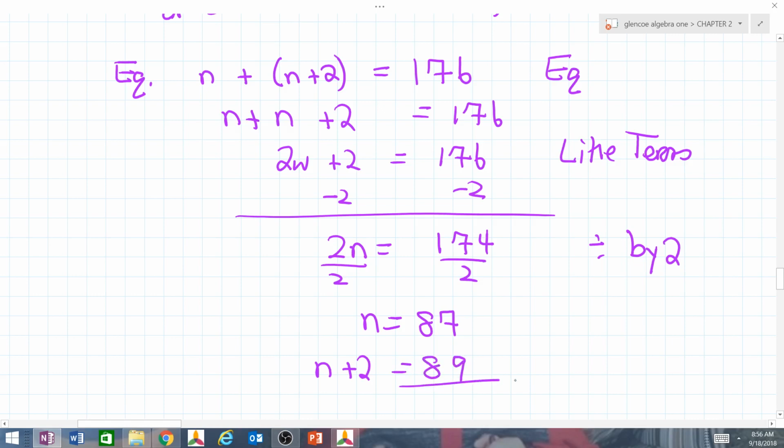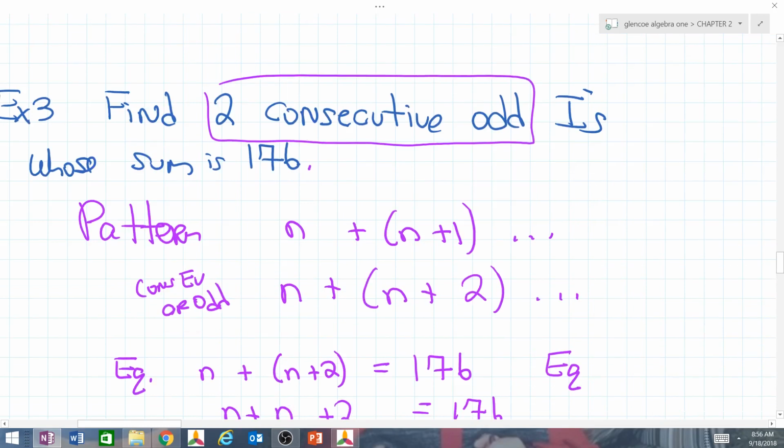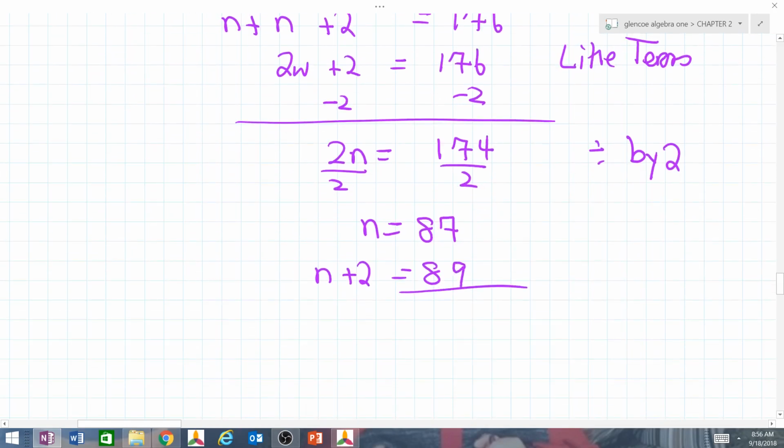Okay, so there's 2 things I want you to ask yourself. I'm going back to the problem. 2 consecutive odd. Is 87 an odd number? Is 89 an odd number? Are they consecutive odd? Do they come right after each other? Yes, they do. 87, 89, consecutive odd. Then when you add them together, do they equal 174?